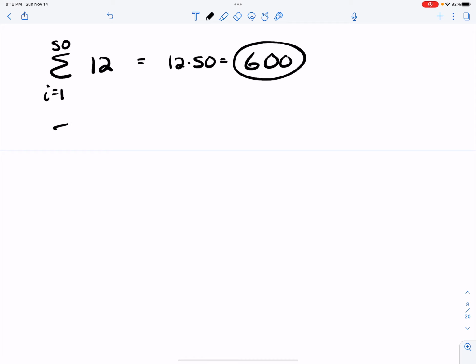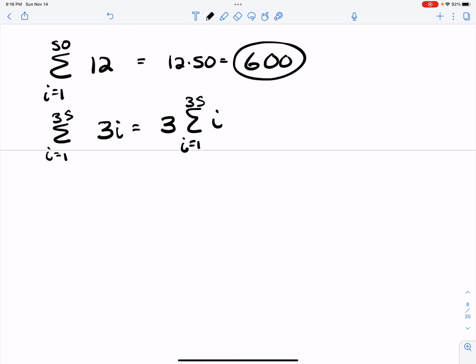If you have something like the summation of i equals 1 to 35 of 3i, you can put the 3 out front and do the summation of i equals 1 to 35 of i. Now from there, if you really want to, you can add up 1 to 35 and then multiply by 3. But in a minute, I'm going to show you another rule that will help you make that faster. So let's just pause on that.